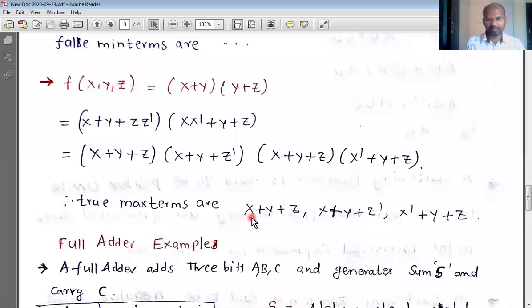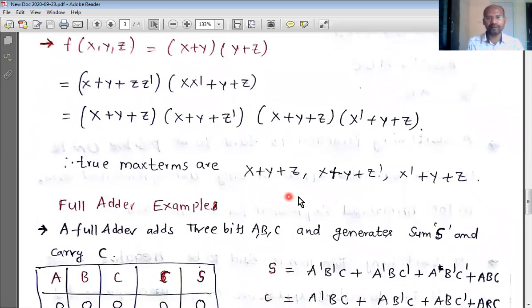Tell me one example. Sorry, 3 are there. Although this x plus y plus z is repeated twice, you consider only one, x plus y plus z. There are only 3 true max terms. Remaining 5 are false max terms. Okay, tell me one example. X bar plus y bar plus z bar is one false max term. Like that, you can write down all the 5 other max terms.